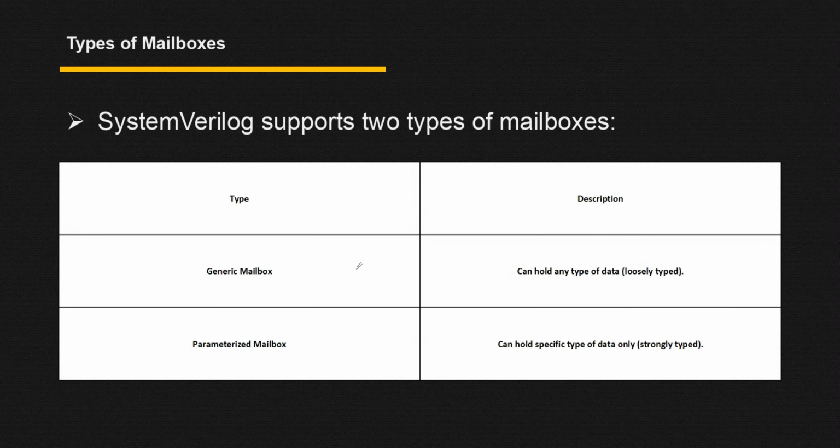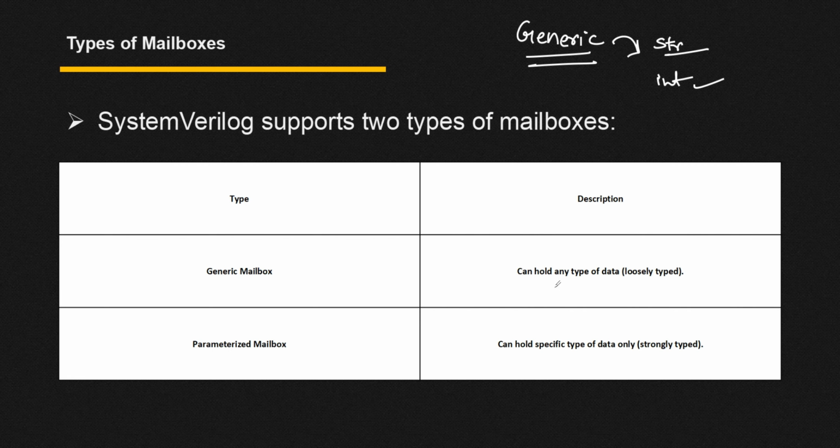So see, there are two types of mailbox. So let's see what they are. First of all, you have generic mailbox. So what does it mean by generic mailbox? Using generic mailbox, you are able to hold any data type value. Let's suppose I want to send a string data type value, I am allowed to send. Let's suppose I want to pass an int data type value, I am allowed to send that as well. Okay.